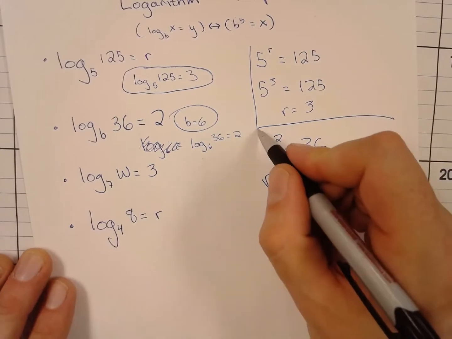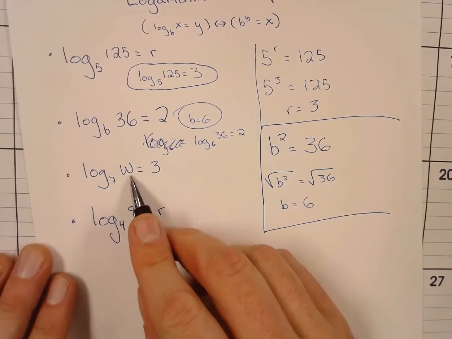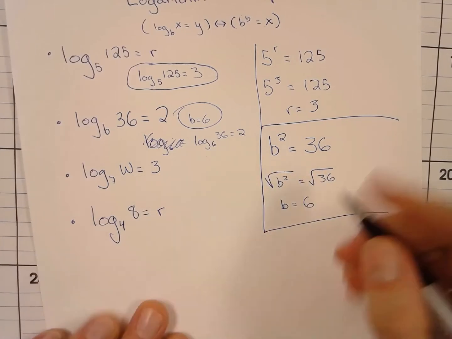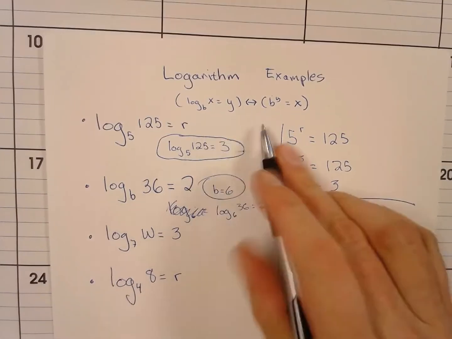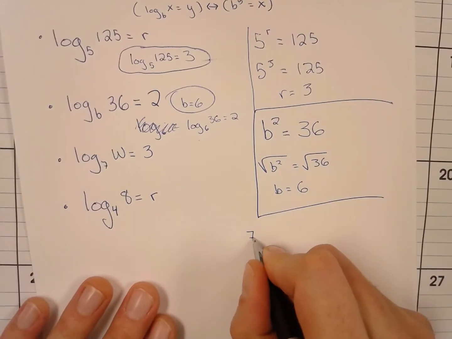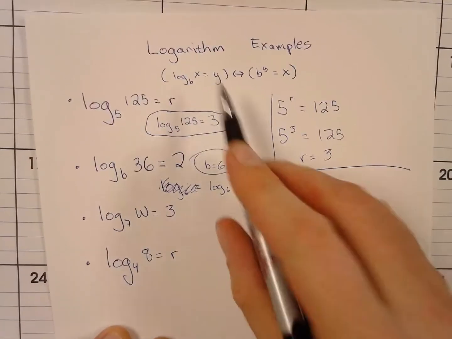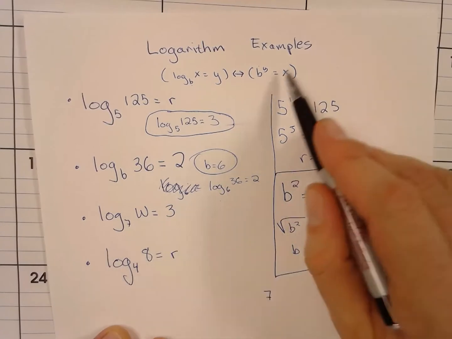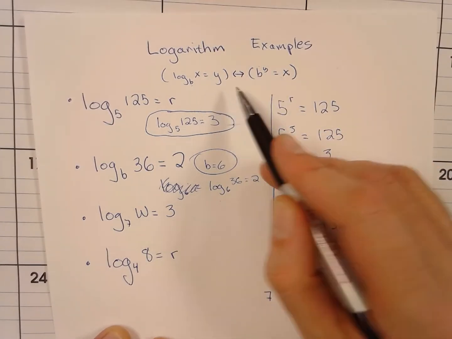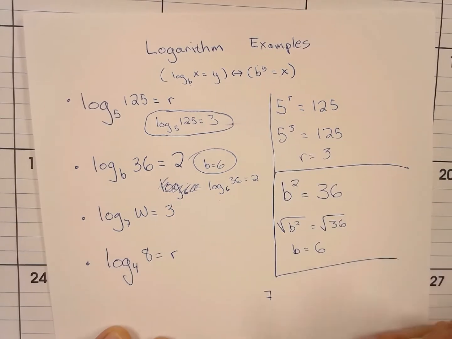Alright, this next one here, the variable is the thing at the end of the log expression. So we'll apply this definition once again. So the base in exponential form is 7. The exponent in exponential form is the thing on the other side of the equal sign of the log expression.